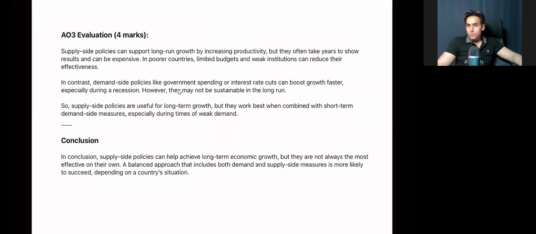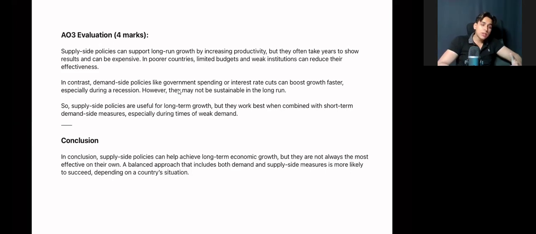Now, evaluation. See, I will compare supply side and fiscal policy now. Supply side policies can support long run growth by increasing productivity, but they can often take years to show results and can be expensive. In poorer countries, limited budgets and weak institutions can reduce their effectiveness. In contrast, demand side policies like government spending or interest rate cuts, I'm linking this point with monetary policy, can boost growth faster, especially during a recession. However, they may not be sustainable in the long run.